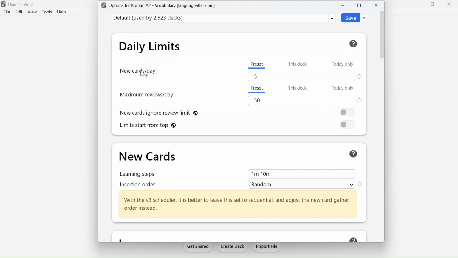So if I go to New cards per day, you can see that there's 15 currently written over here. This means that every day I will do 15 new cards. If I want to change this, I can just do it by simply changing the number.